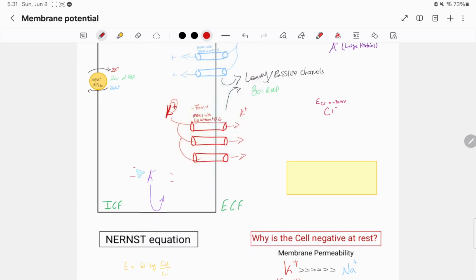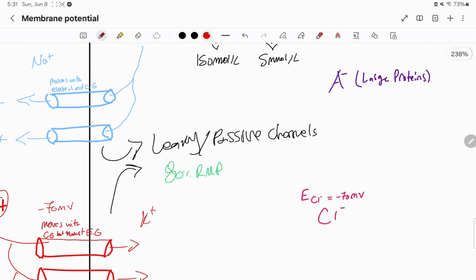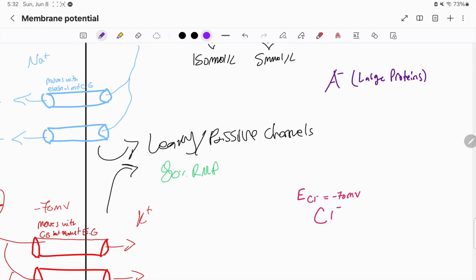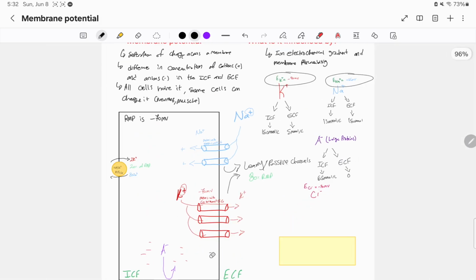And thus, the cell becomes more and more negative, okay? So these large proteins also contribute to the membrane potential by way of potassium leaving and concentrating them, okay? And we can also talk about their distribution in the ICF and the ECF, and this should be very easy. In the ICF, they're very large, 65 millimoles per liter, and in the ECF, there's 0 of them because they cannot leave the actual cell.